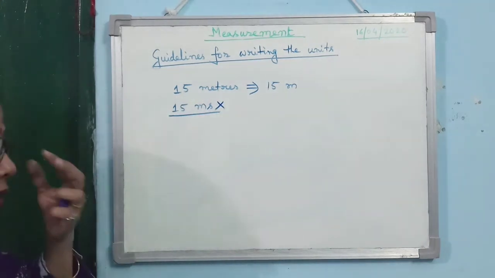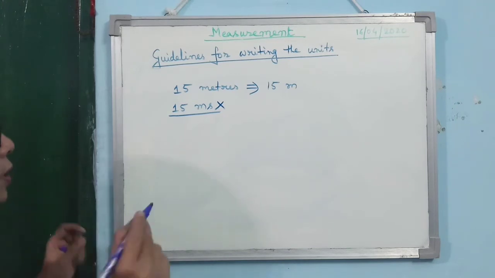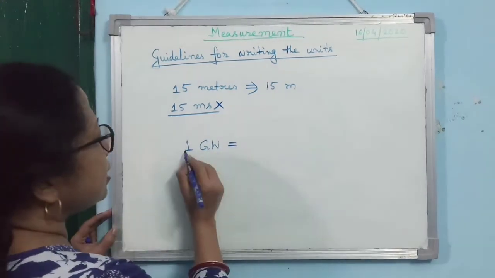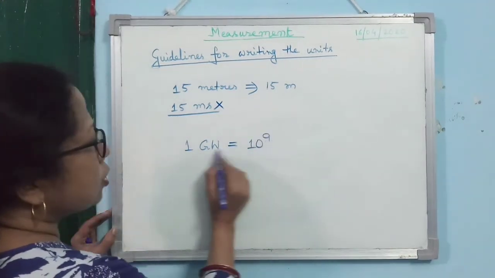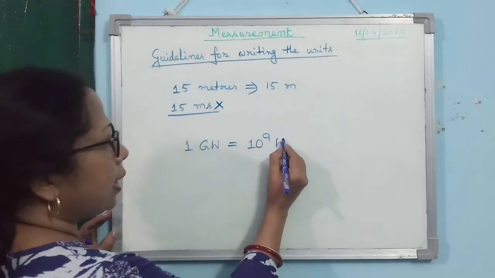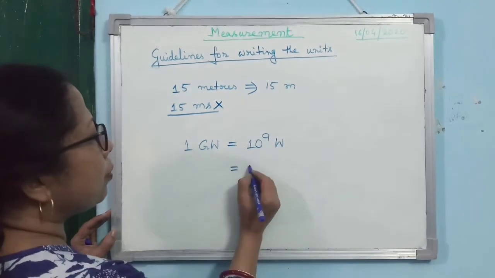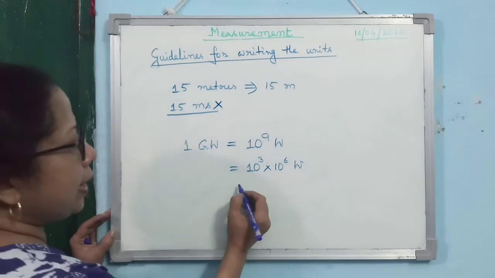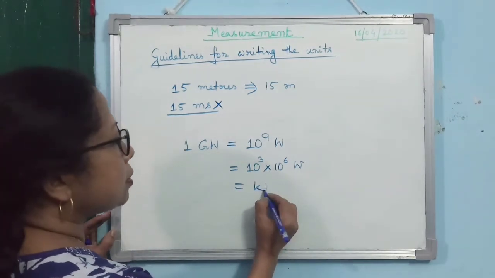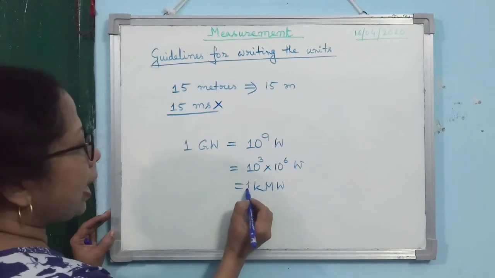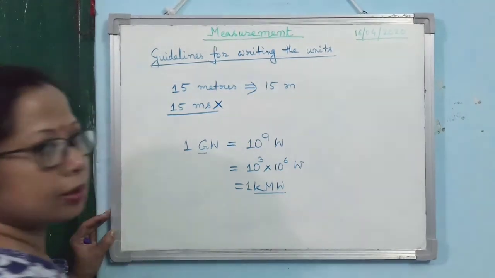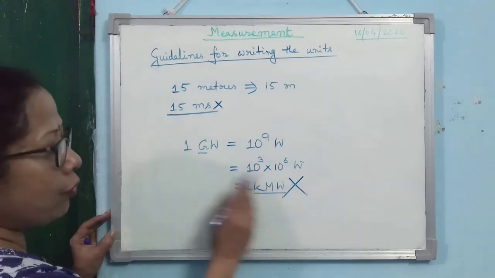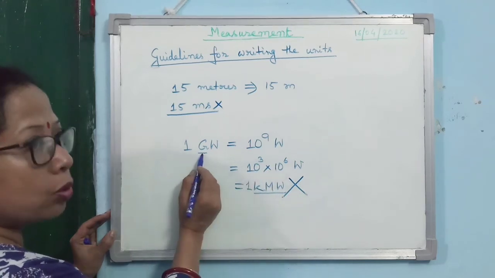Then the next one, suppose there is a bigger unit. Just consider 1 gigawatt. Now you see, giga is the prefix. The prefix is 10 to the power 9. So you can write 1 gigawatt is 10 to the power 9 watt. Now, if somebody thinks that 10 to the power 9 can be written as 10 to the power 3 into 10 to the power 6, yes or no? Now, 10 to the power 3 means kilo and 10 to the power 6 means mega. So you cannot write gigawatt as kilomegawatt. This is not allowed. You cannot write like this. When you are using a prefix, you should use only one prefix.